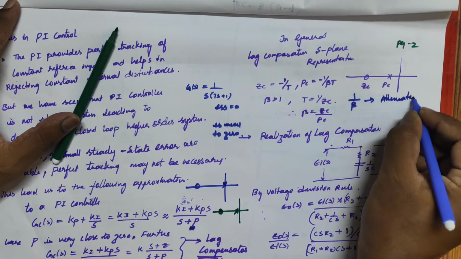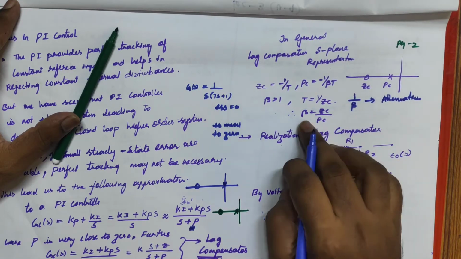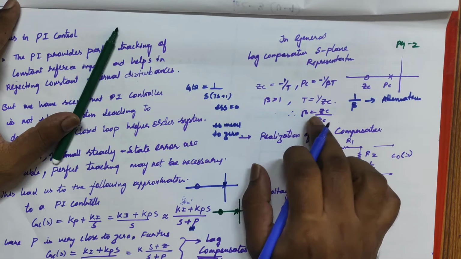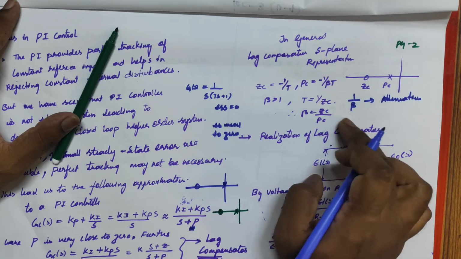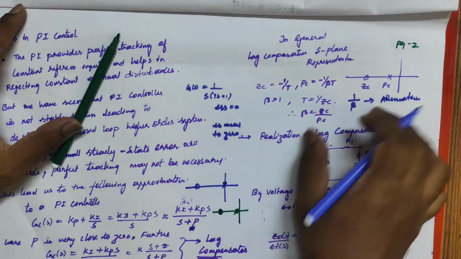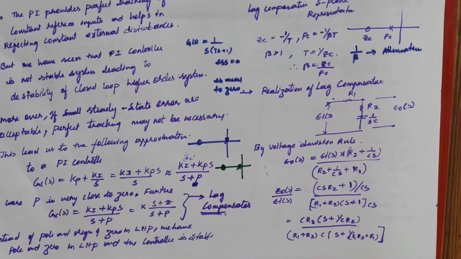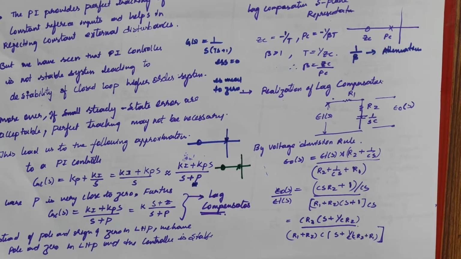So we'll know what this is shortly. And beta, if you substitute this, beta means ZC by PC, we will get this. So we realize this lag compensator. You know that behind every transfer function there is a circuit or a mechanical system. Since we are electrical guys, we need this lead compensator as mechanical things.